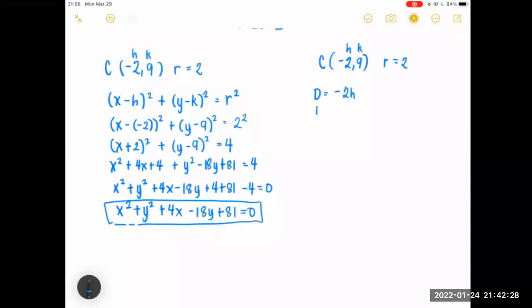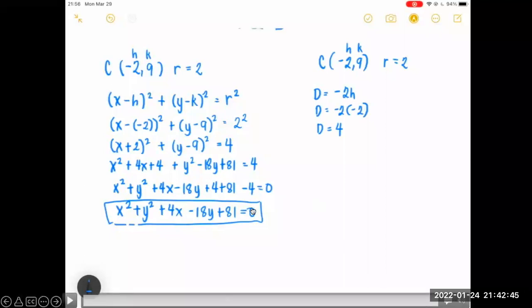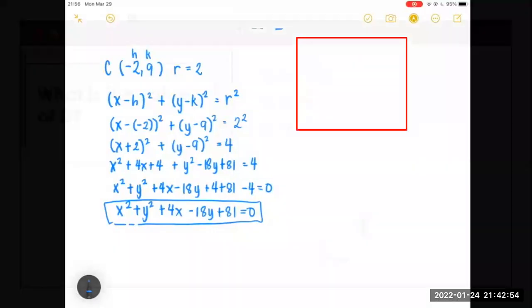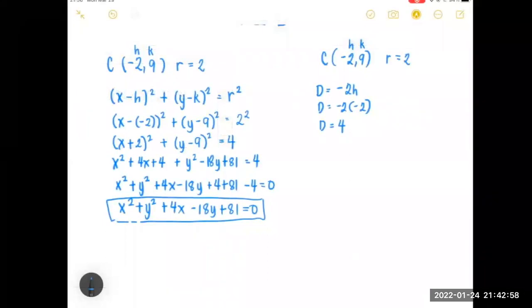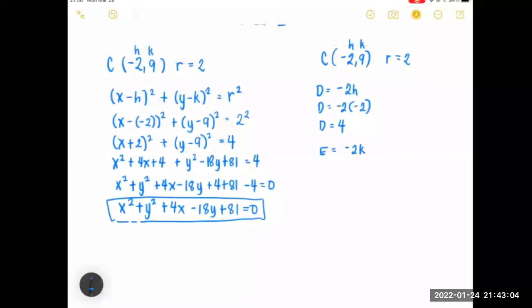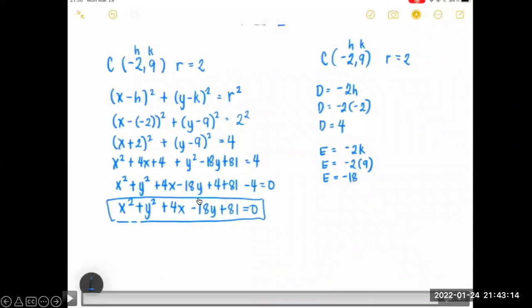So your D is -2H. Solving and substitute, -2 times -2 is +4. Nice. Now let's try our E. So for the E, ano nga uling formula natin for E? For the E, our formula is -2K and K is 9. So -2 times 9 is -18. Compare nyo po dyan ha. Tumatama din tayo ng value.